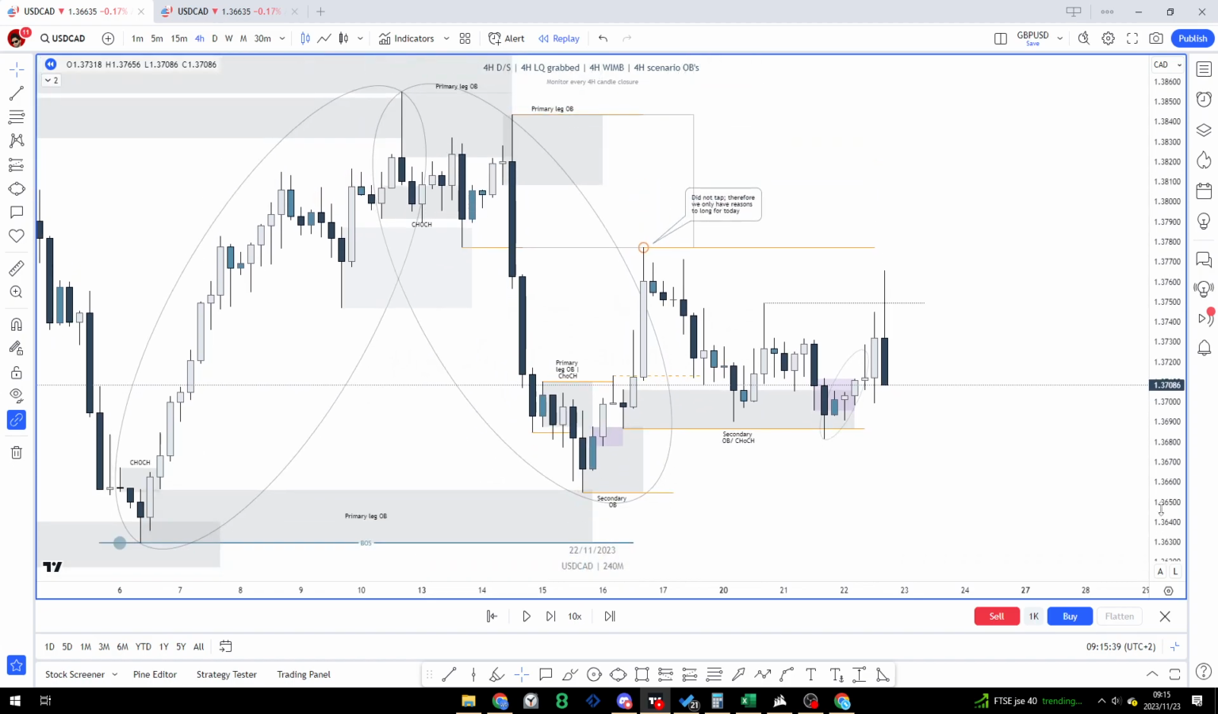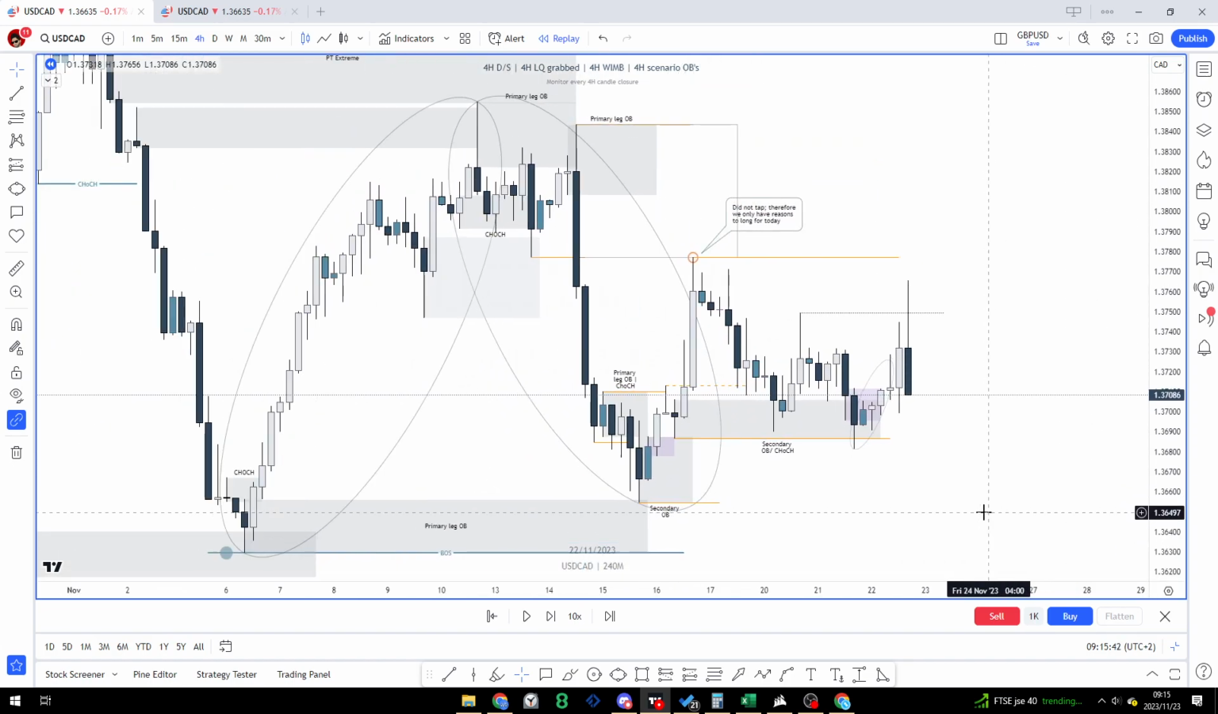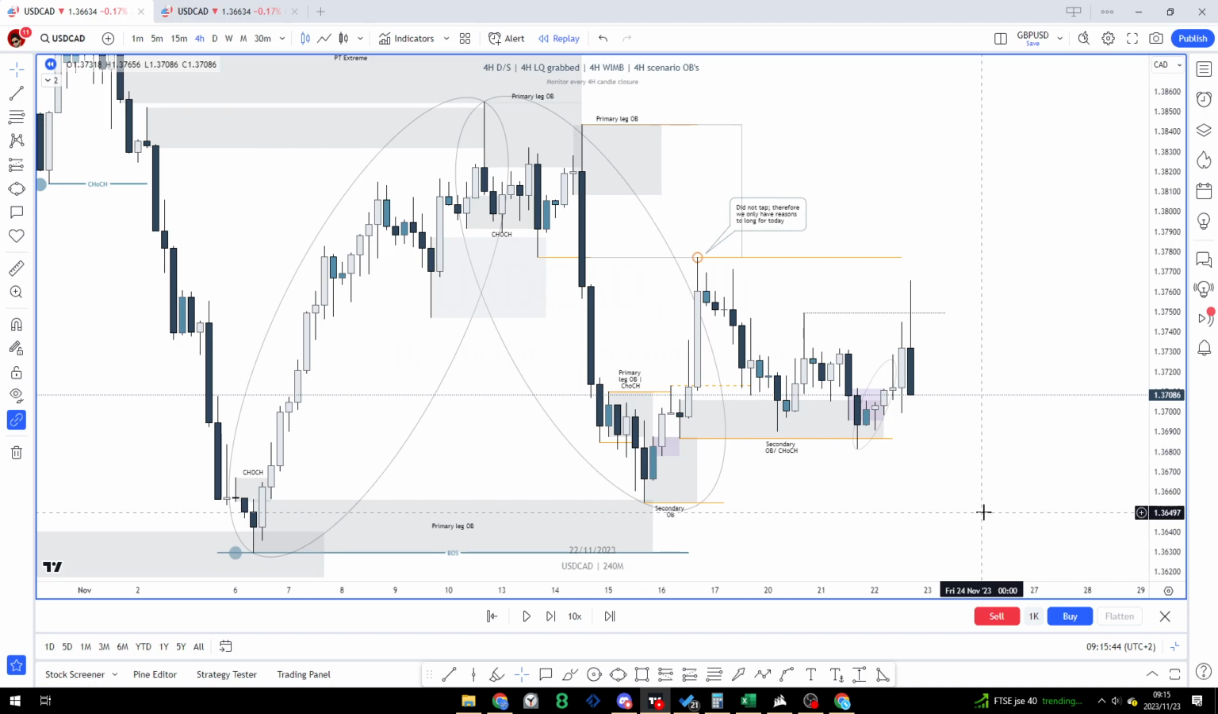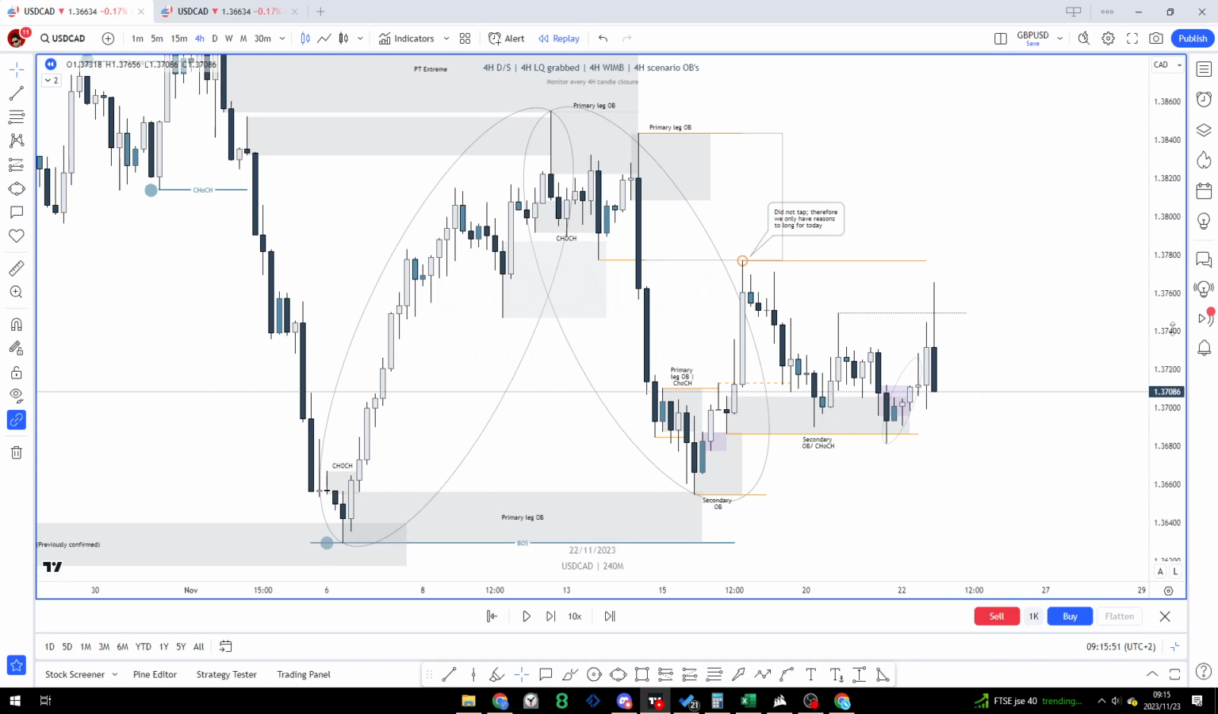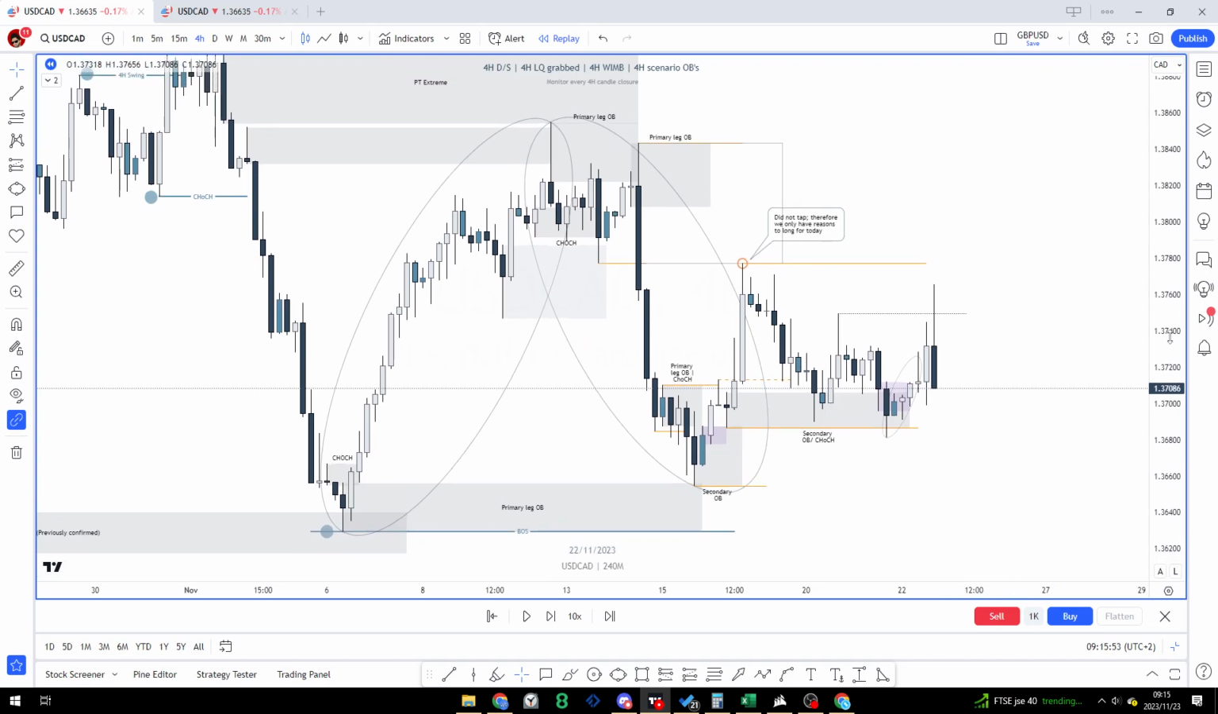So I wasn't too concerned with trading shorts, or I hadn't considered the fact that there is a better than average chance that we could be having reasons to both long and short. Obviously it didn't tap, so if you're going to trade, you should only be trading longs, and that was the basis of my ideas for both Monday and today.